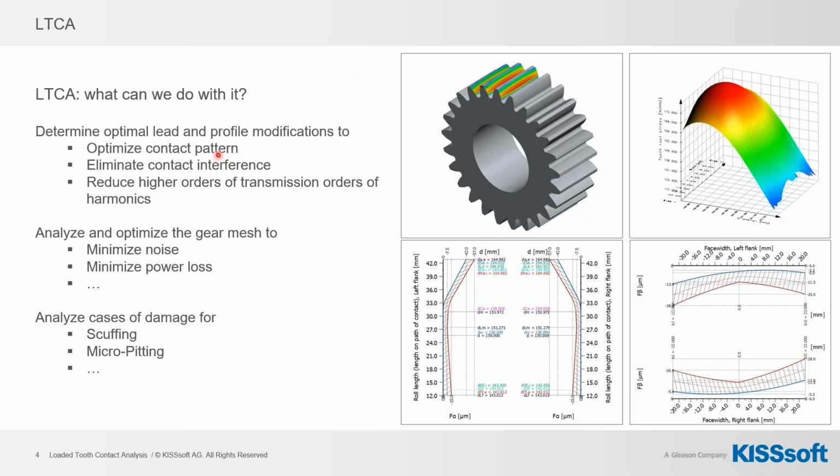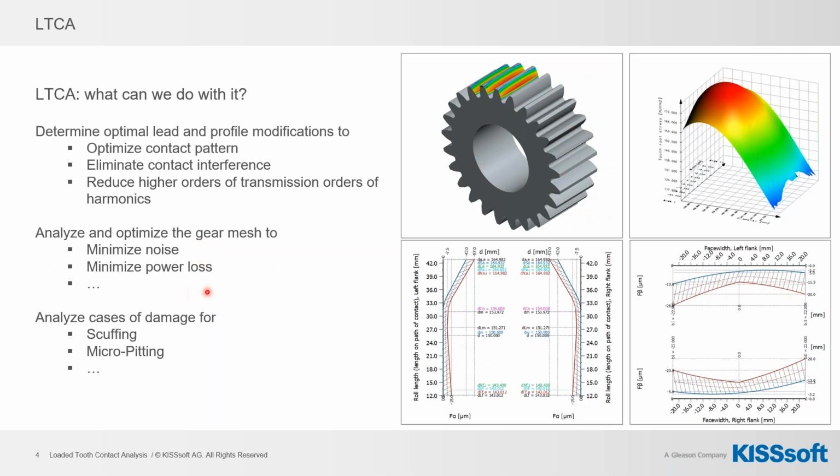So we can also use the LTCA to minimize noise. Noise in the sense of, since teeth are deflecting, and I will show you later what the transmission error is, we want to fight against the source of noise. So by applying appropriate microgeometry, we can reduce the excitation and the vibration caused by the gear mesh, which is then later on transferred to the shafts, then to the bearings, and ultimately to the housing, which creates the noise.